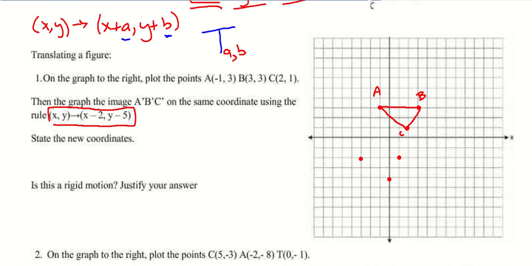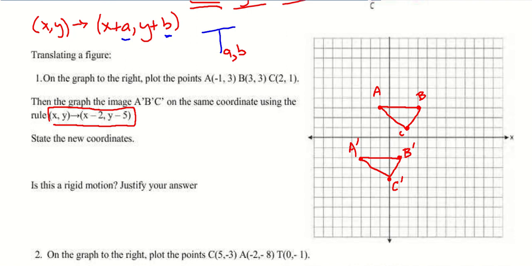All right. And what I'm labeling is the primes on these points. So now that I've moved the shape, I call this A prime. And B with an apostrophe, we call it B prime, and C prime. And so we want to state the new coordinates.